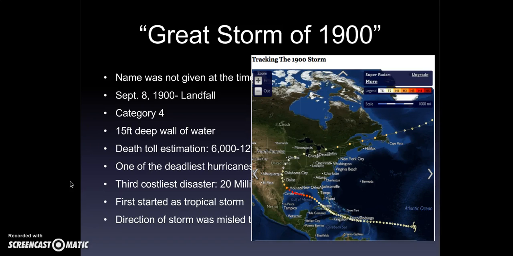It first started as a tropical storm that was tracking across the Caribbean Sea, passing between Cuba and Florida, and the public believed that the storm would turn to the northeast and not hit Galveston, but unfortunately the hurricane went directly towards Galveston. This misleading occurrence led to a lot of deaths and allowed people not to be so prepared.